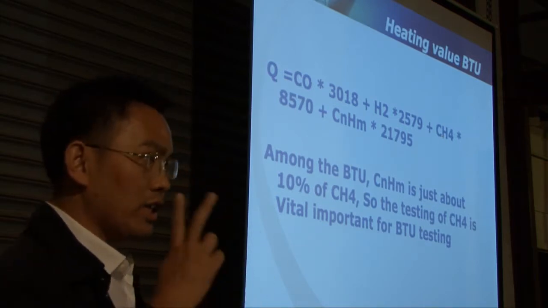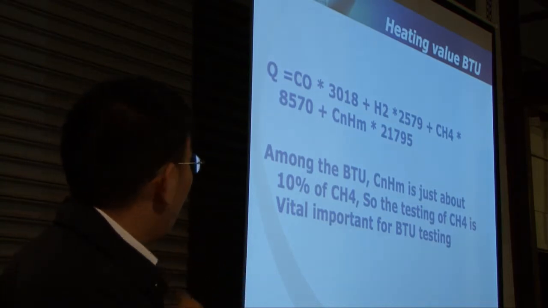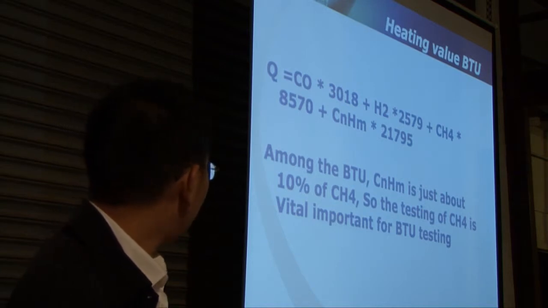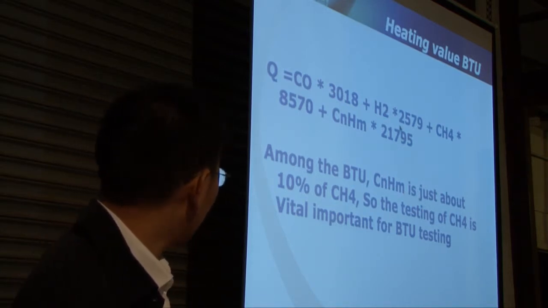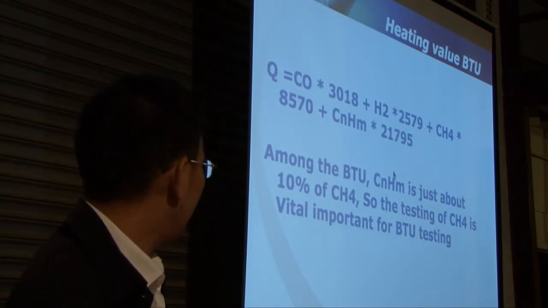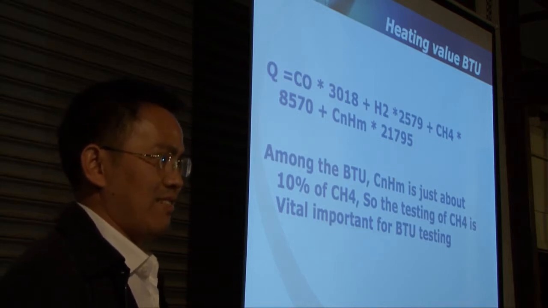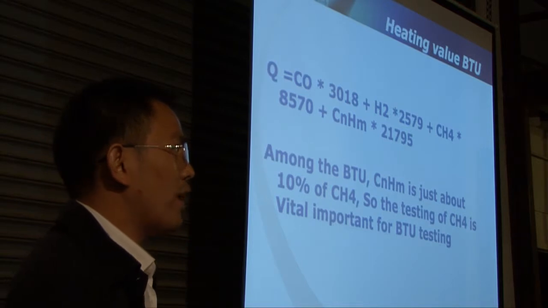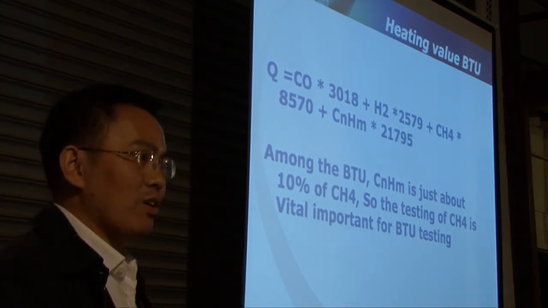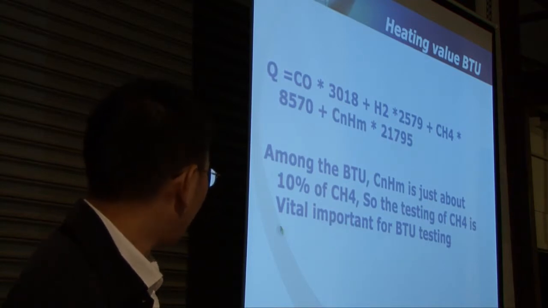1% of CH4 is equal to 3% of H2 and 2% of CO. So the measurement of CH4 is very important. CnHm is also more than that, but in a gasified system, CnHm is very little, and in the biochar process, CnHm compared with CH4 is also less. So it's important, but not so important. The vitally important one for testing is CH4.